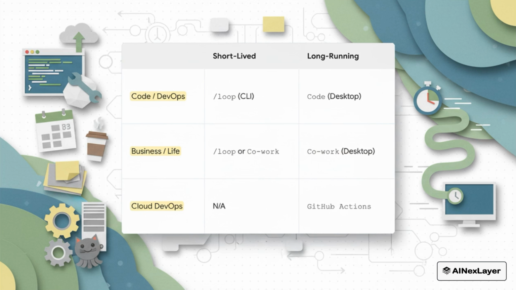It's pretty straightforward, broken down by what you're doing and for how long. Need to do a quick coding task, like checking a deployment status for a few hours? Use /loop. Need a long-running task, like daily code reviews that has to read your local files? That's a job for the code scheduler in the desktop app. How about a business task, like pulling a weekly report? Use the cowork scheduler. And for anything that lives and breathes inside your GitHub repo, like fixing build failures, GitHub Actions is hands down the way to go.